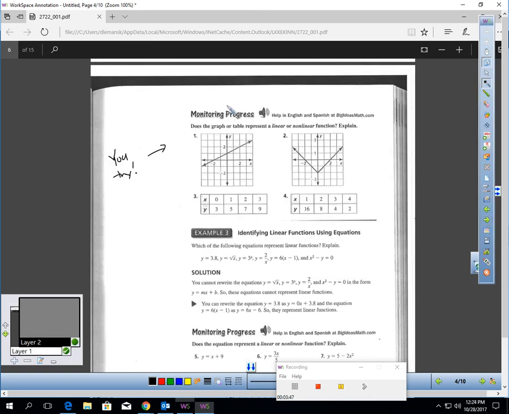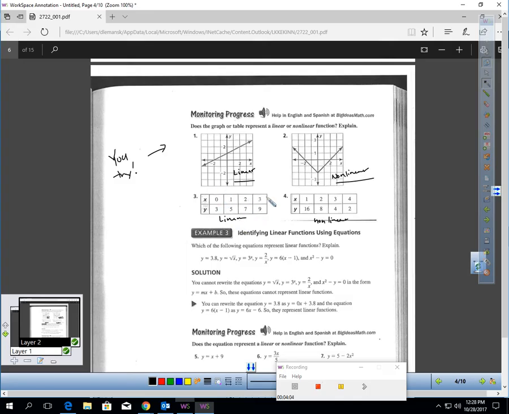I'd like you to quickly pause and try these four. Determine if these graphs or tables are linear or nonlinear. Okay, you've had a chance to do that. This is certainly a line. This is linear. That's not a line. It's nonlinear. Here, this table is linear.